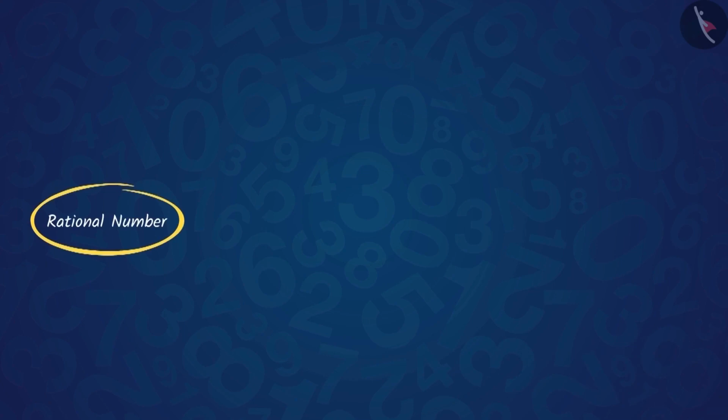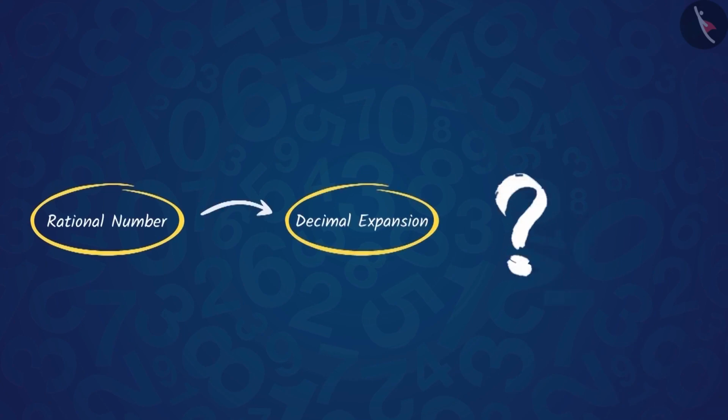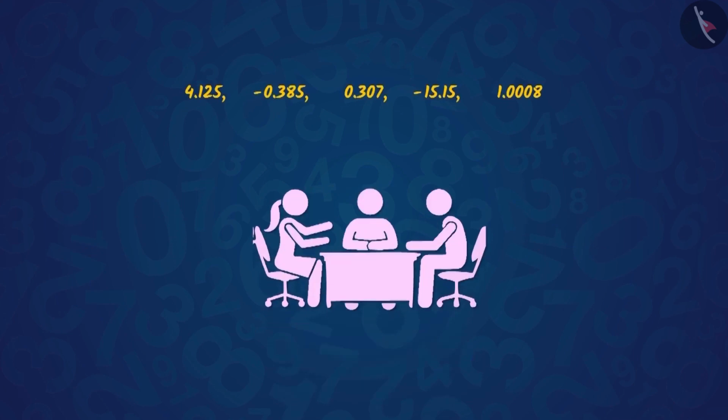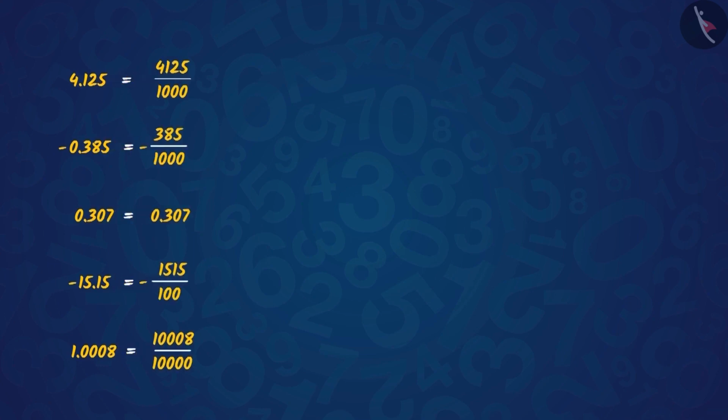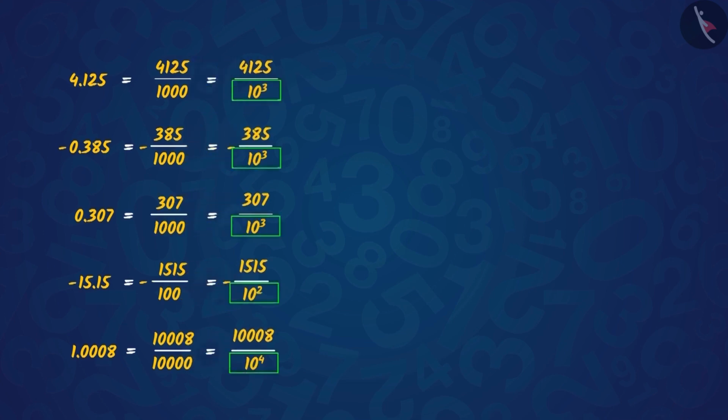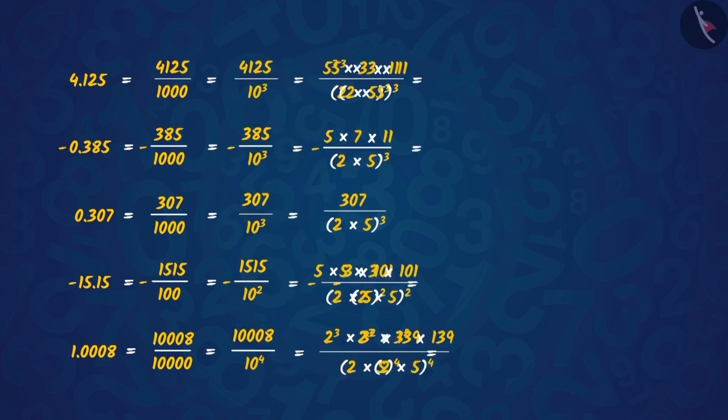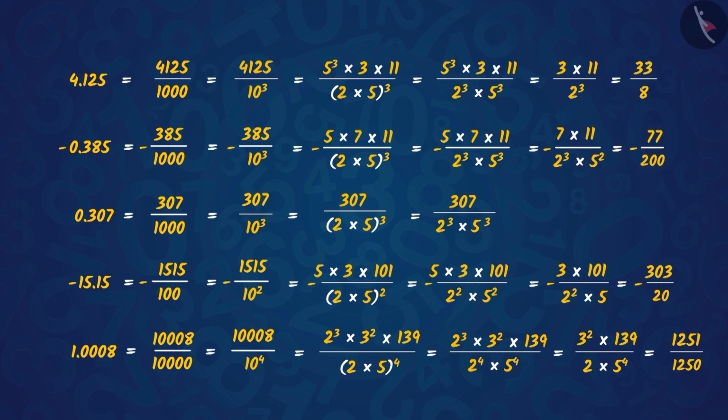Now, the question is, should we use the same method to find out whether the decimal expansion of a rational number is terminating or non-terminating? Or do we have some other method as well? Let's discuss these decimal numbers to find out. You can see that all these can be expressed as rational numbers in this manner, whose denominator is a power of 10. Now, if we write the numerator and denominator in the form of their prime factors, then we cancel out their common factors. Now, what do you see here?